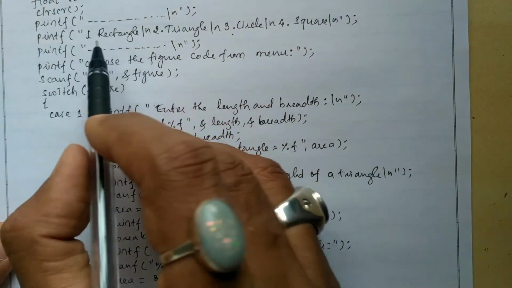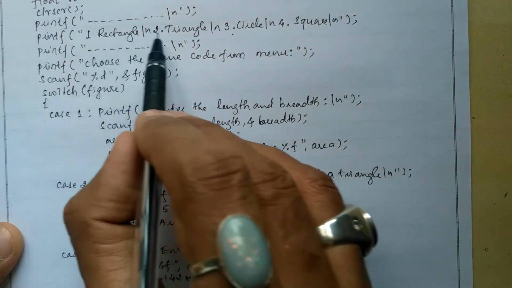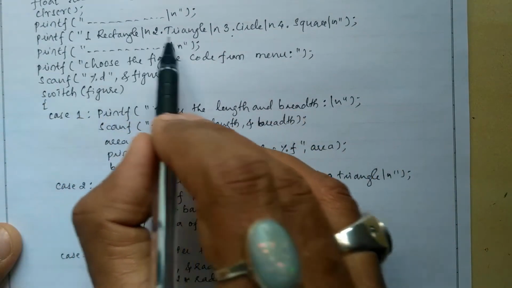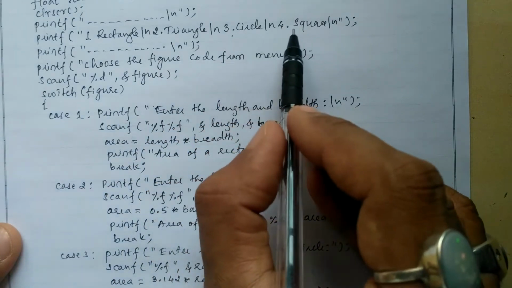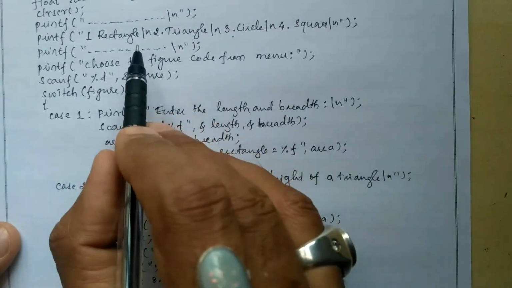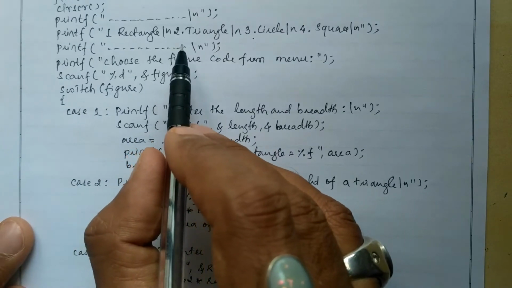So when we compile and run this program, it is going to create the menu for the user: 1 rectangle, 2 triangle, 3 circle, and 4 square. So we have to choose any one option out of these 4 alternatives available.